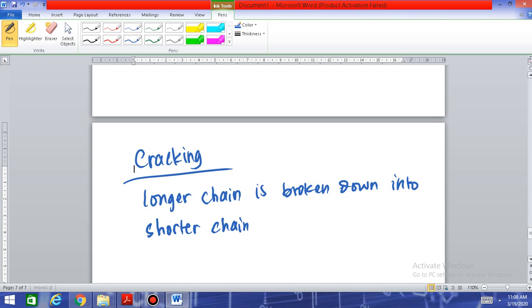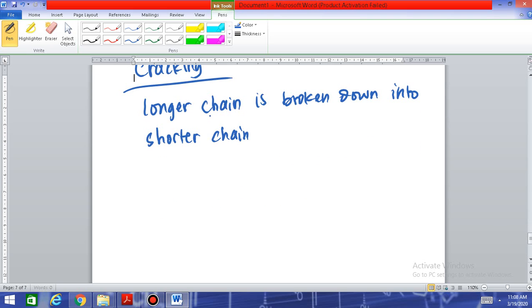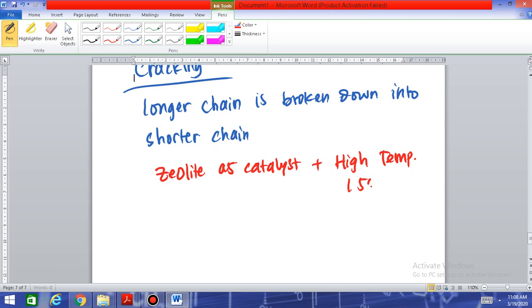That's cracking. For the reaction in cracking, you just need to balance the equation, and the conditions needed are zeolite as catalyst and high temperature. Usually we use 500 Celsius degrees.